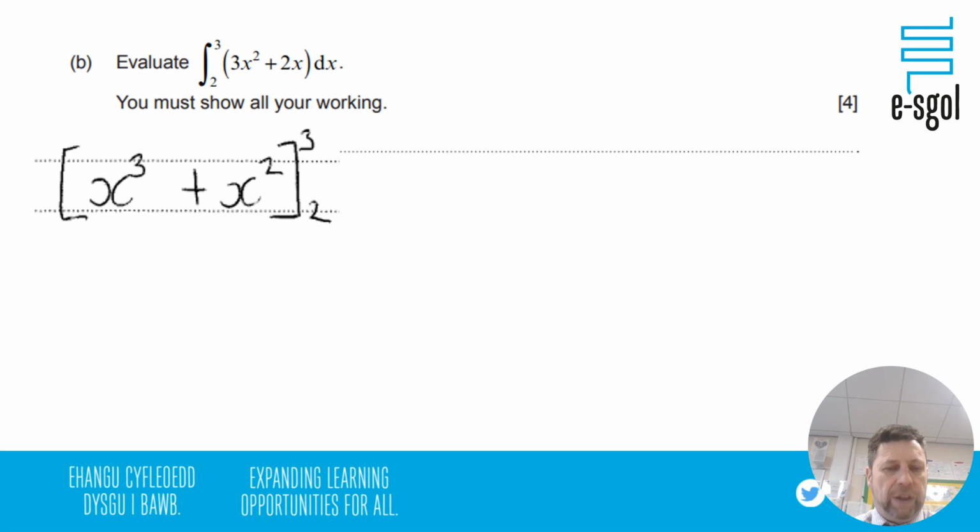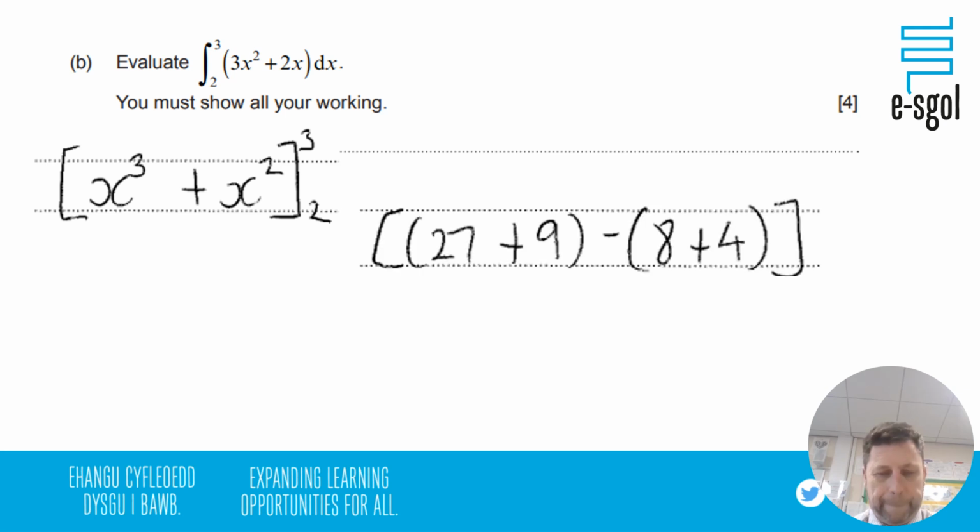Now I might well have written 3x cubed over 3, but the 3 simplify out. Same this one here would be 2x squared over 2, but the 2 simplify out. And then you put the limits in. Now, for additional maths, you always put the top limit in first. I tell my classes this means everything up to 3 except everything up to 2.